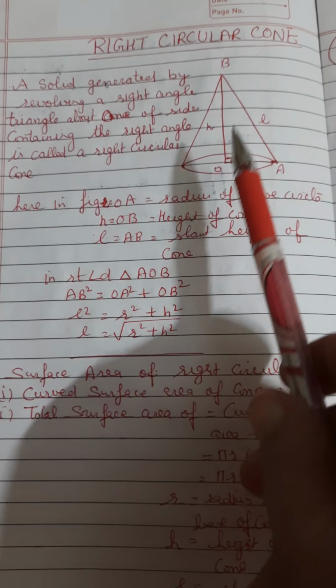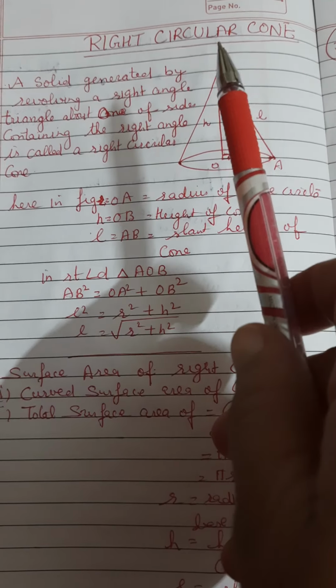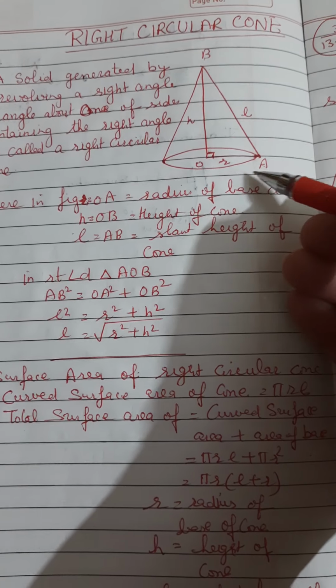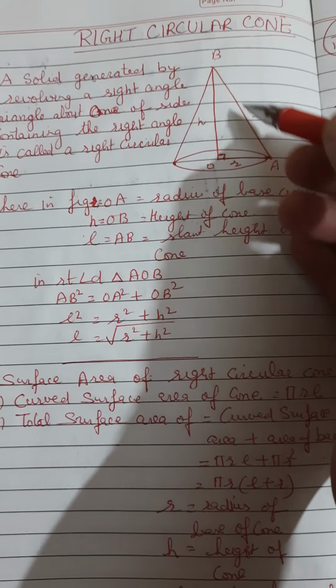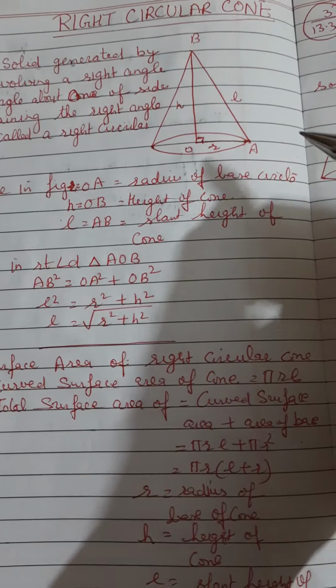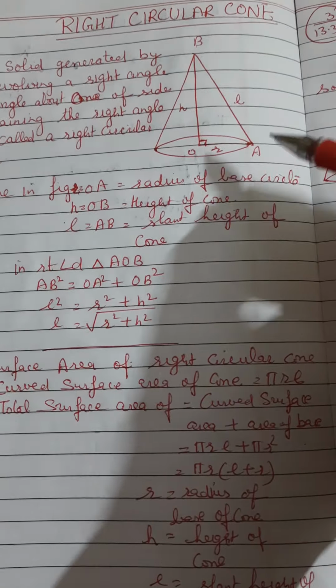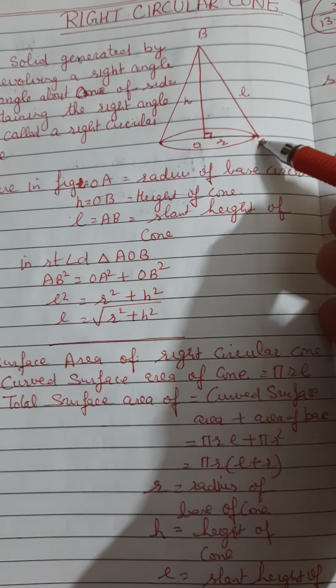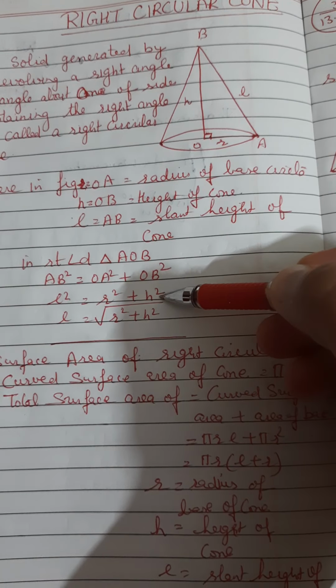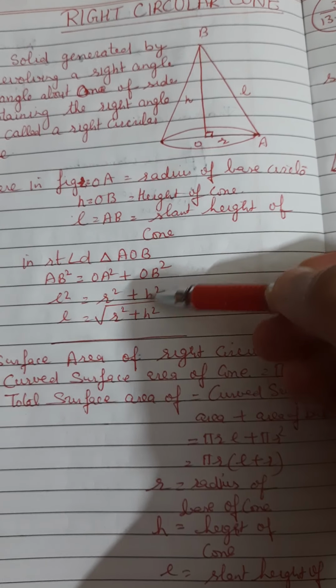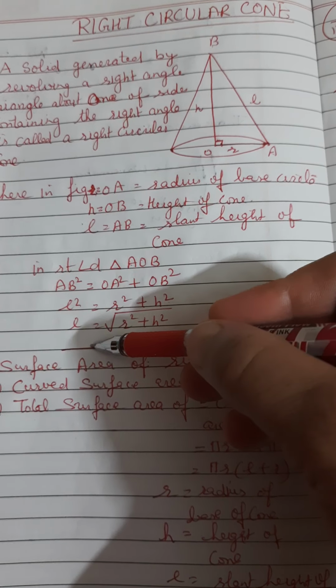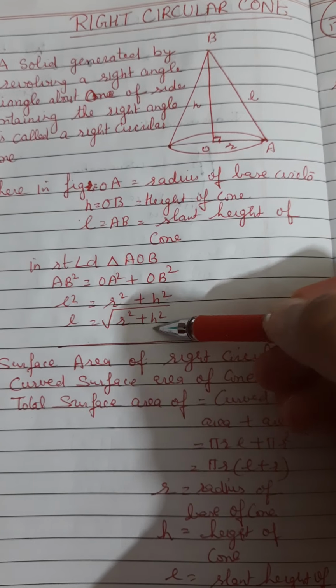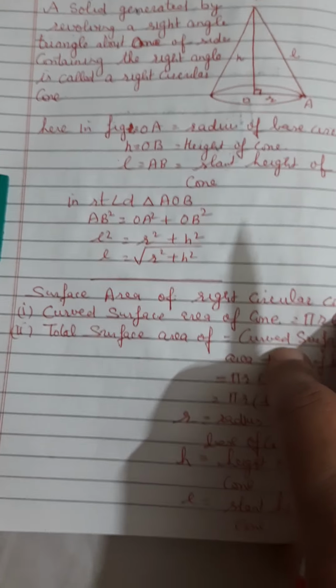In right angle triangle AOB, this one is the right angle triangle AOB, AB square is equal to OA square plus OB square. Now OA is R and OB is H. Then we put the values of OA and OB. We get from here L is equal to the square root of R square plus H square.